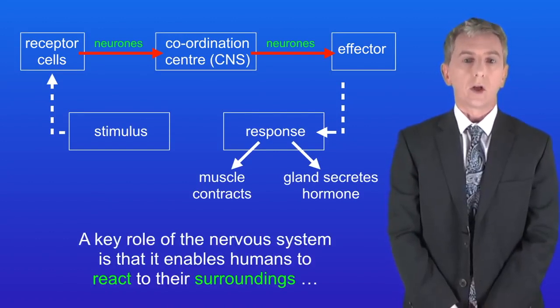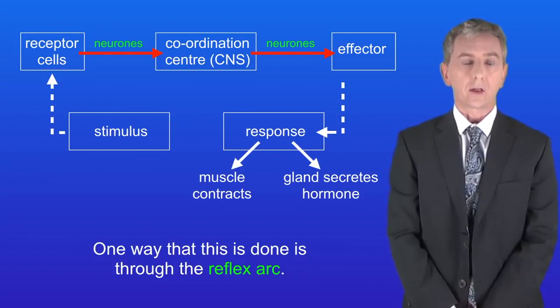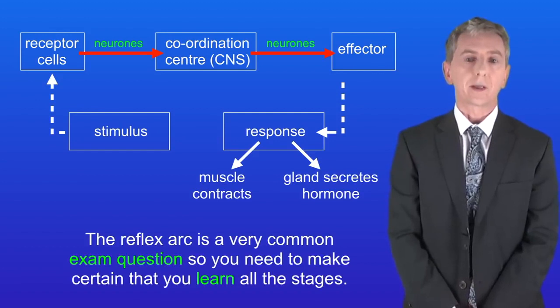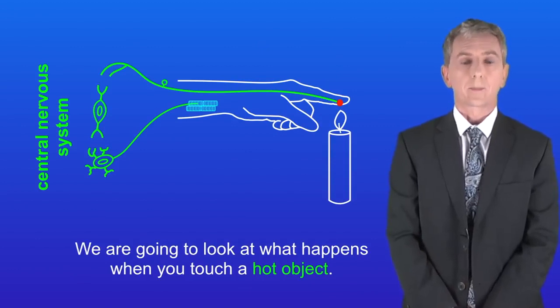Now, a key role of the nervous system is that it enables humans to react to their surroundings and coordinate their behavior, and one way that this is done is through the reflex arc. The reflex arc is a very common exam question, so you need to make certain that you learn all the stages. We're going to look at what happens when you touch a hot object.